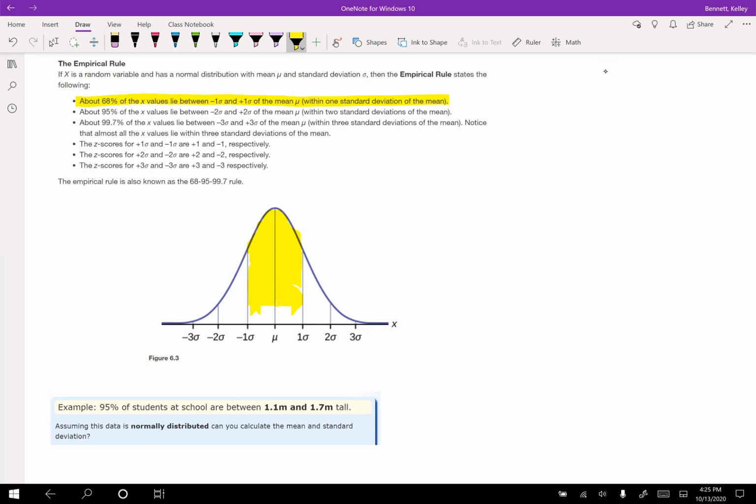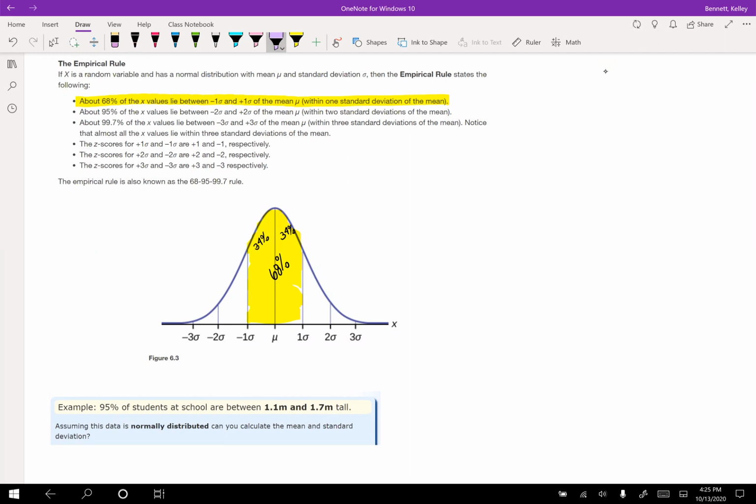In this region here, remember that area equals probability. This region here contains 68% of all of the values. Now, because this is a symmetrical curve, that means 34% are here and 34% are here.